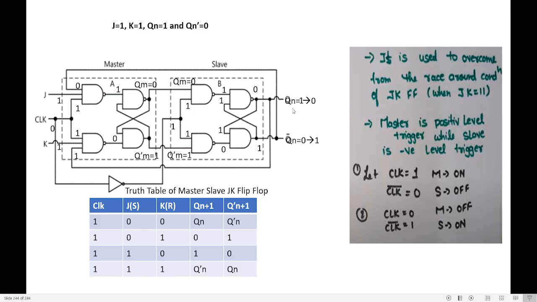When both are 1, 1, what is happening? Qn, previously it was 1, now it has become what? 0. Qn bar previously was 0, now it has become what? 1. So what is the output you get? You get the inverse of Qn. That is why we have written here Q complement n. So this is the truth table of JK flip-flop.